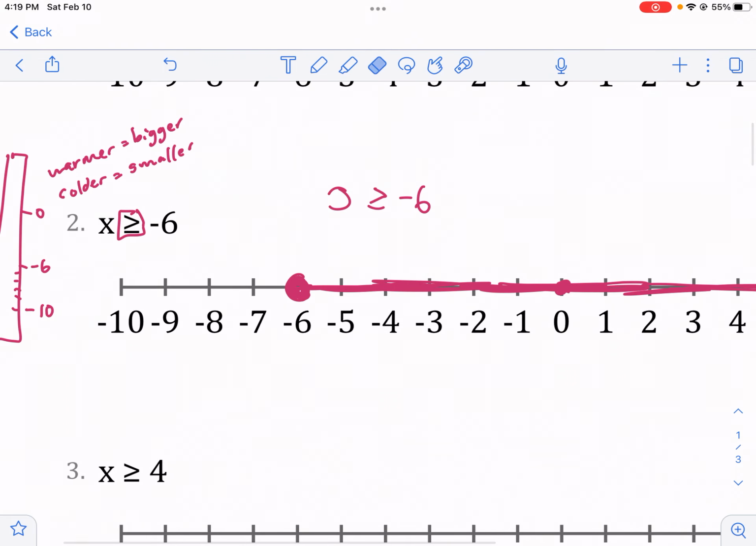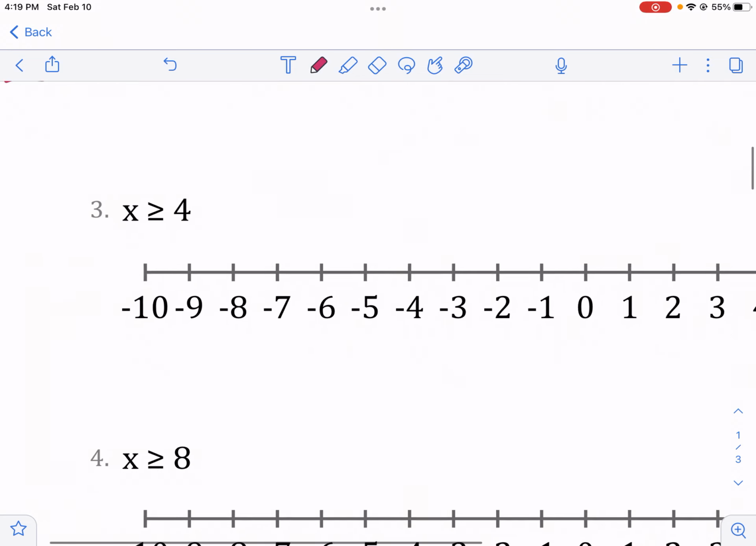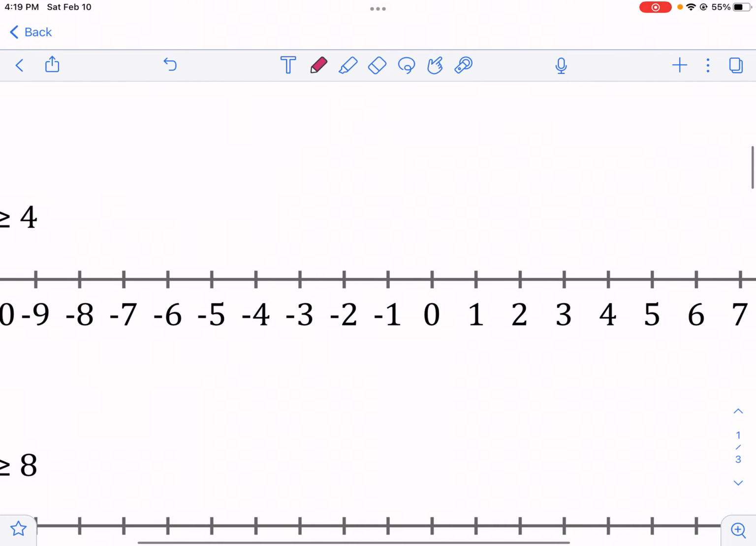Now, what's a quicker way to do it? You're like, oh my gosh, testing all those points, that could be a little annoying. Think of it this way. You're going to start at your number, so let's start with number 3. The critical value is 4, right? And it's greater than or equal to, so I'm going to fill in the dot.